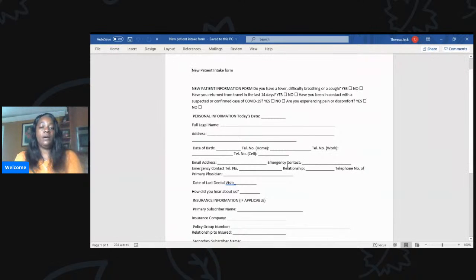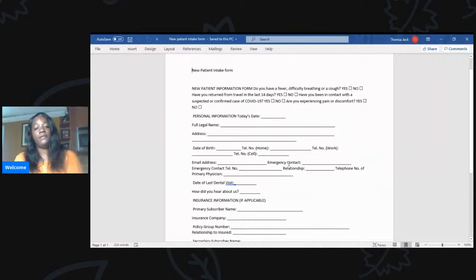So having this emergency contact information is really good to have, because like I said, you never know what can happen to a patient once they walk into your office, and you want to get as much information as you can over the phone. Again, this is also part of building relationships.